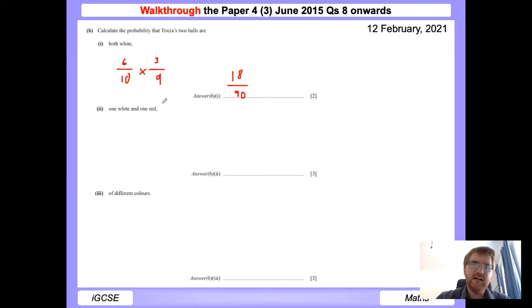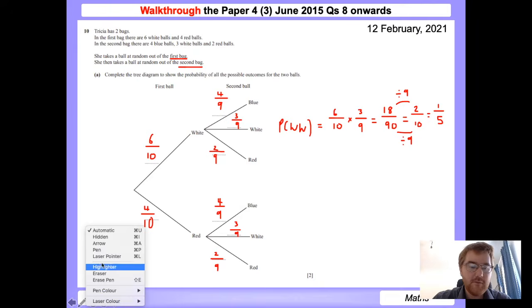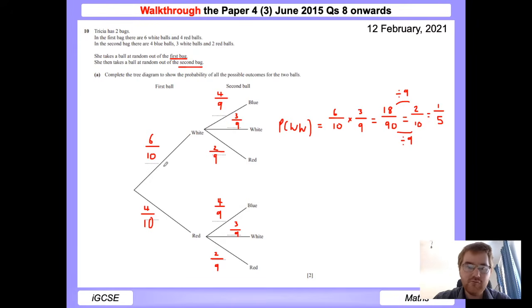Now for this one we need to be slightly careful. We need one white and one red, so that can be either way round. This is important. So we want the probability of red white plus the probability of white red. There we are. Let's not get those mixed up. So let's go back. So the probability of white red, so let's do this one first. Well, that's going to be 6/10 times 2/9. Notice I'm not going to simplify at this point, so 12 over 90.